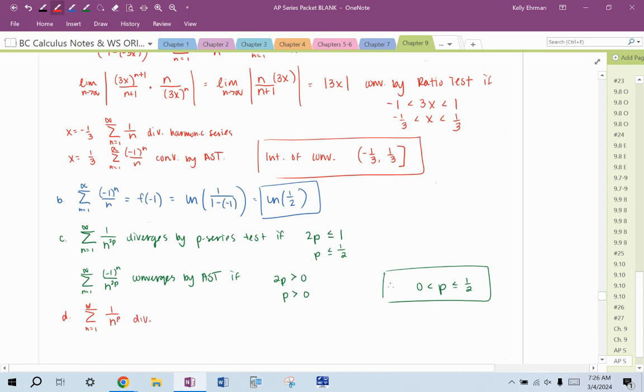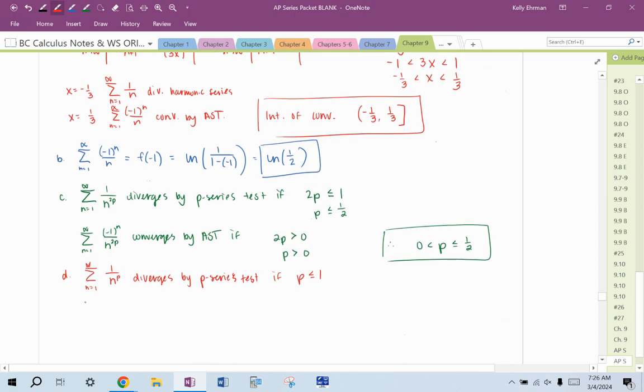So this will diverge by P series test if P is less than or equal to 1, right? Harmonic or anything with a fraction. And then our second series was from 1 to infinity of 1 over n to the 2p. And we need that to converge.